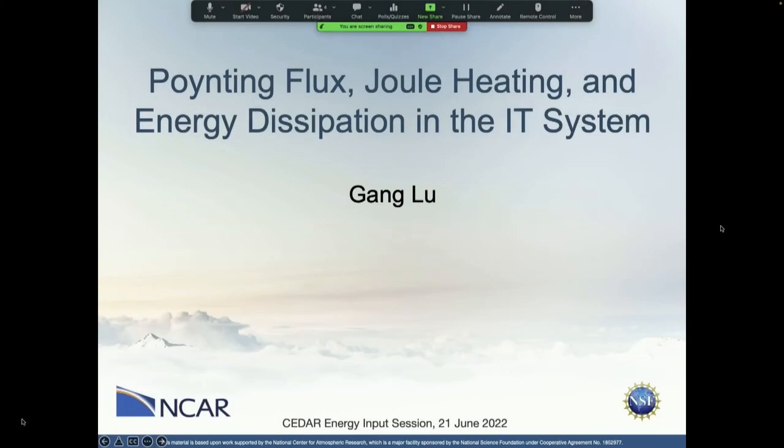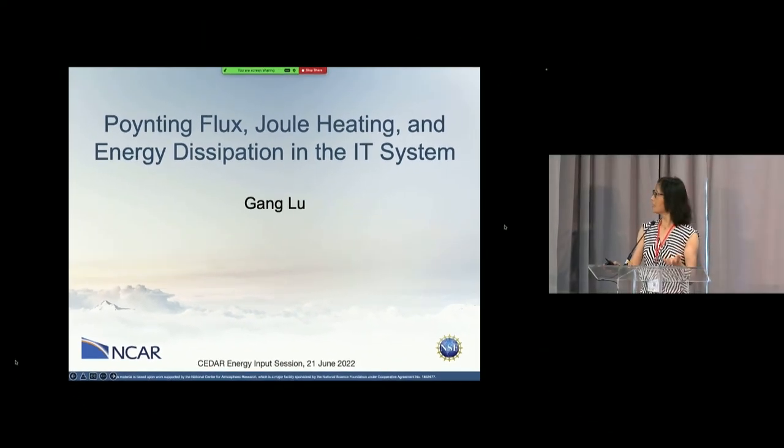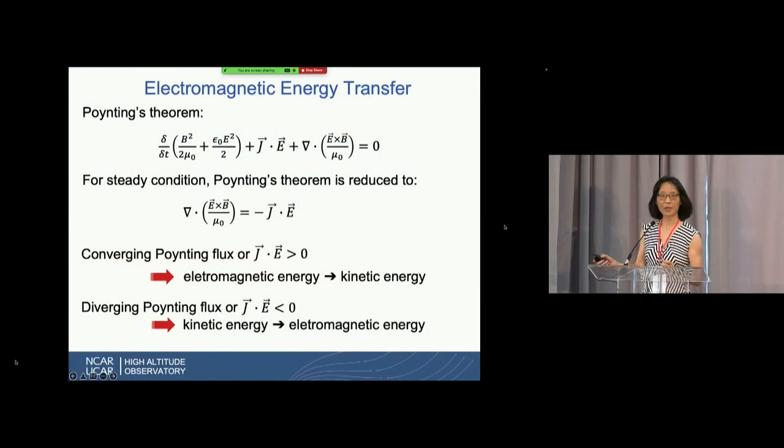So the title, as shown here, is Poynting Flux, Joule Heating, and the Energy Dissipation in the IT system. I have to say that what I'm talking about today is focusing on the larger scale, which is 100 kilometers or larger. Maybe I'm preaching to the choir here, but I do want to remind everyone what this Poynting theorem is about. That's the Poynting theorem equation, basically the energy conservation formula.